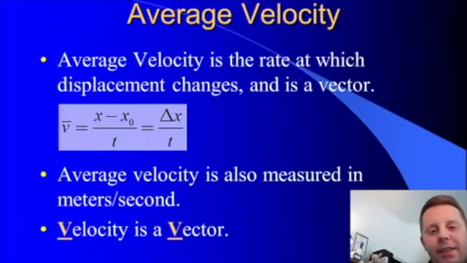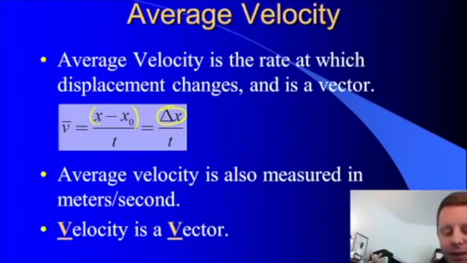Average velocity, on the other hand, does have a direction. It is a vector, and it's the rate at which displacement changes. So we said displacement we could write as x minus x initial, your final position minus your initial position, or we can also call that delta x.